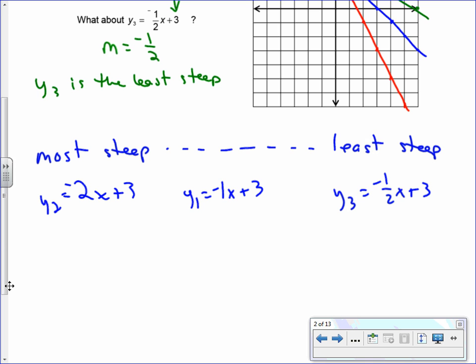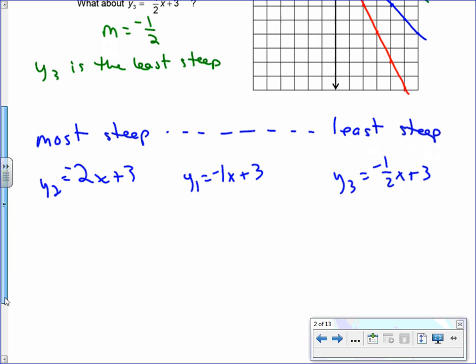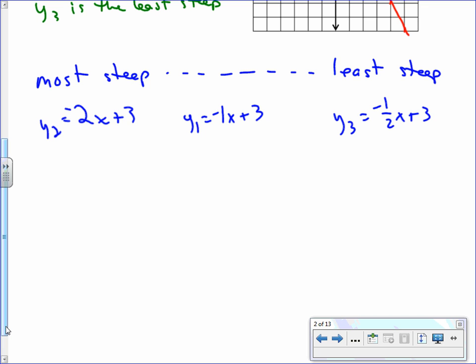And again, we would like to be able to answer this question without having to draw the graph every time. So we're going to take a look at the slopes to tell us which is the most steep. Okay, now, which of those numbers is actually bigger? Well, -1/2 is really a bigger number than -2.